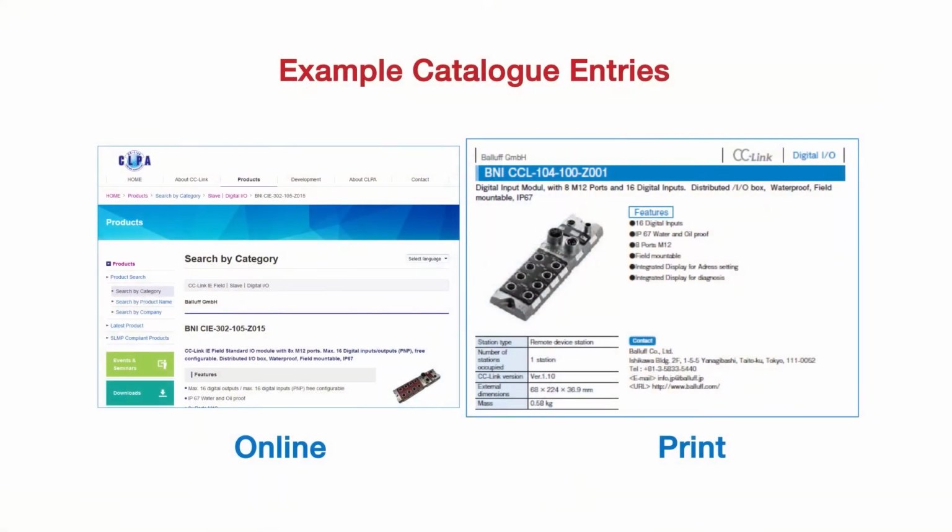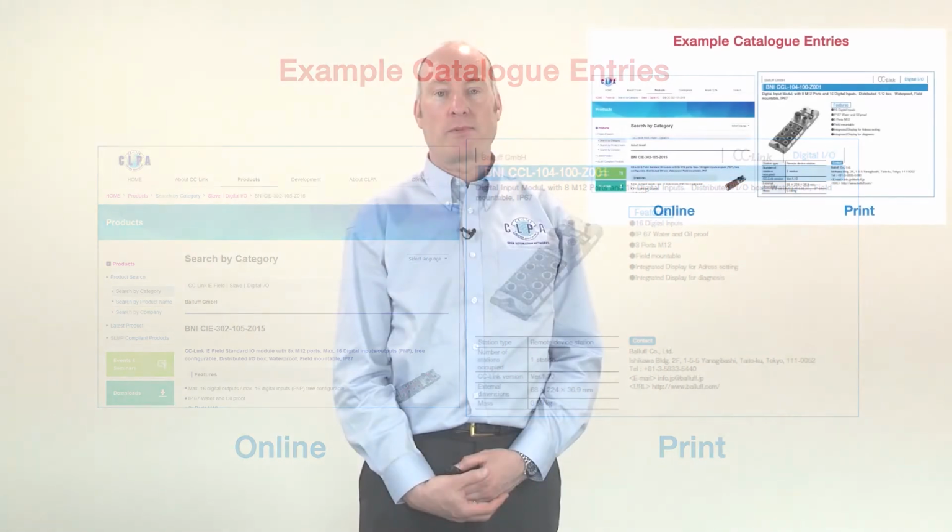Once you've completed your Conformance test, then you can start to take advantage of the promotional benefits that CLPA offers. So as we talked on the previous slide, what you see here is an example of some of the online and print catalogue entries for Conformance tested products. We have a website which has a comprehensive online catalogue of all the different products which have passed Conformance testing. This is organised by network type, by company type and by product type.